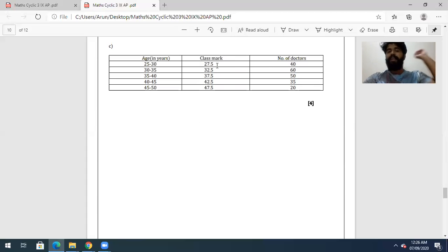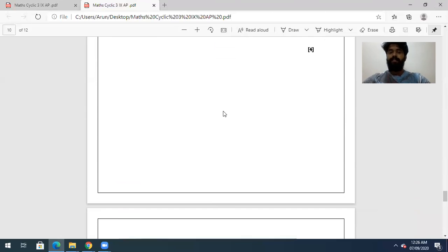So the middle point of every class is nothing but its class mark. So we can find the class mark, lower limit plus upper limit upon 2. So 25 plus 30 upon 2, which is 55 upon 2, which is 27.5. Now once you have the first class mark, you can find all the class marks. You just need to go on adding 5. So the difference between 25 and 30 is 5. So 27.5 plus 5 gives us 32.5, plus 5 gives us 37.5, plus 5 gives us 42.5, plus 5 gives us 47.5. So now we have all the class marks with us as well.